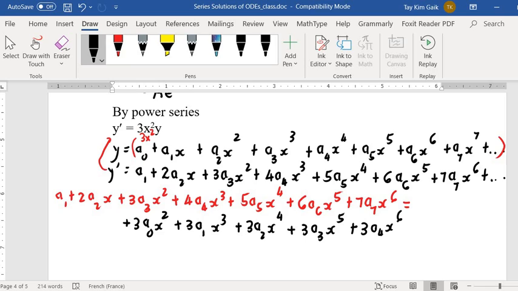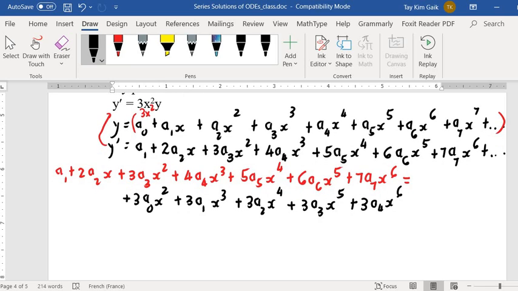Now comparing the same power of terms, a1, a2, a3, a4. Comparing the same power of terms, we start from x power 0.